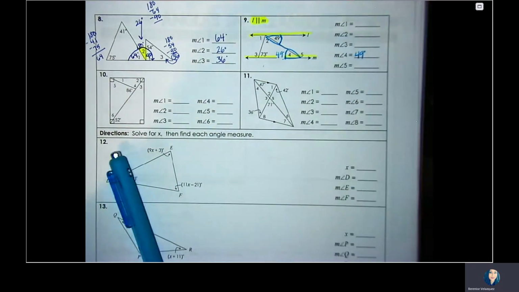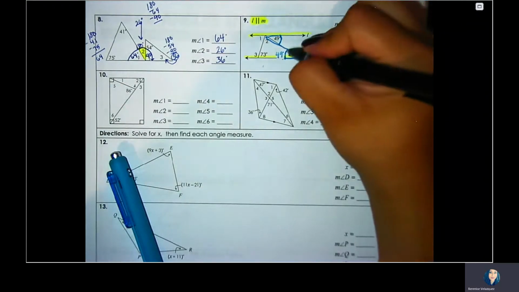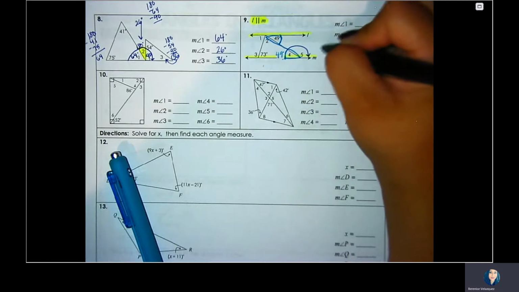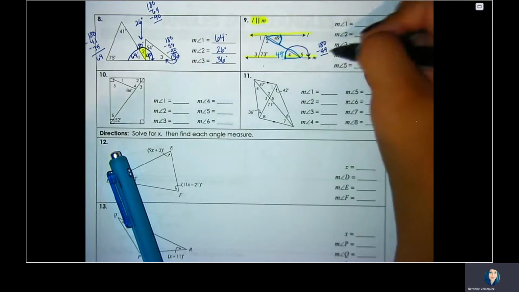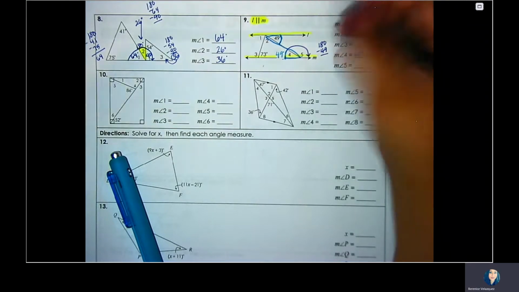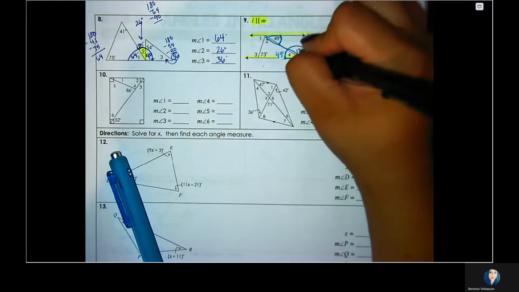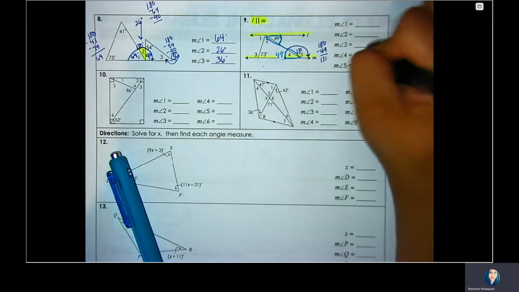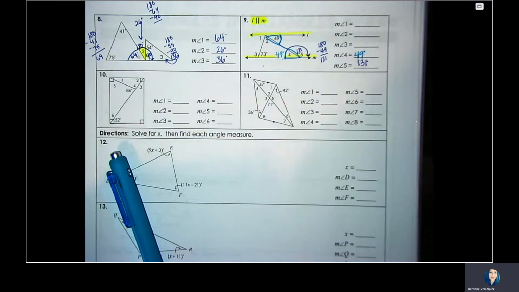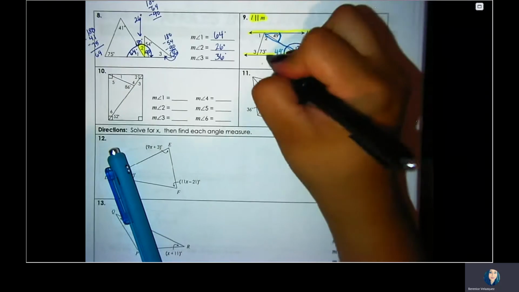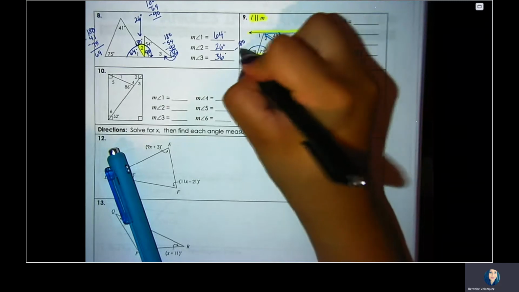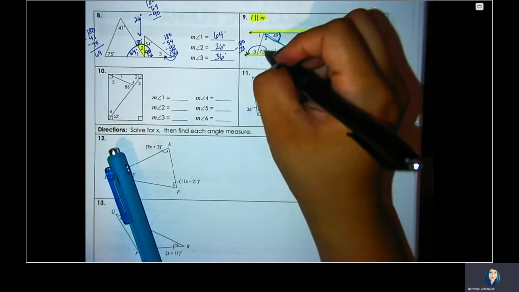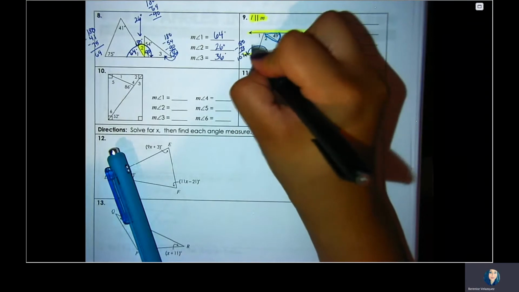Then there's a few that we can do, so it just depends on which route you want to go. But I could go ahead and find angle 5 because this is a straight line, and a straight line measures 180 degrees. So if this is 49, I do 180 minus 49, and that's going to give me angle 5. Angle 5 is 131. Okay, so then we have angle 3. Angle 3 is in the same style. So we do 180 minus 73, and we get that angle 3 is equal to 107.